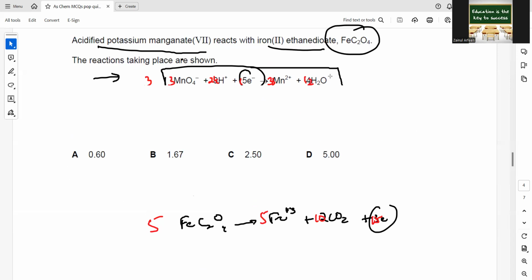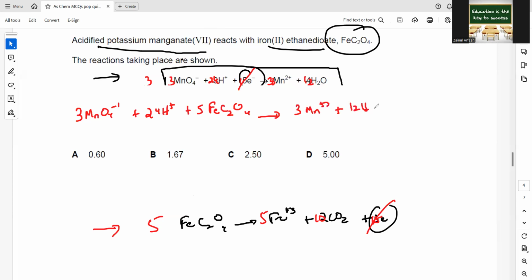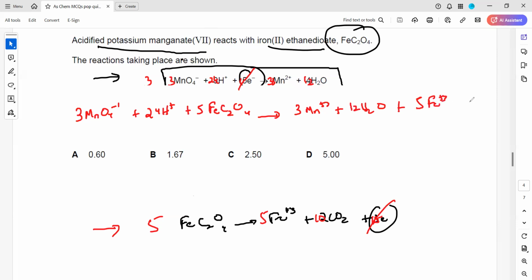So when I combine these two equations, it will be 3MnO4- plus 24 protons. Electrons will cancel with electrons, plus 5 FeC2O4 gives 3Mn2+ plus 12 water molecules plus 5 Fe3+ plus 10 CO2. That's the combined equation.